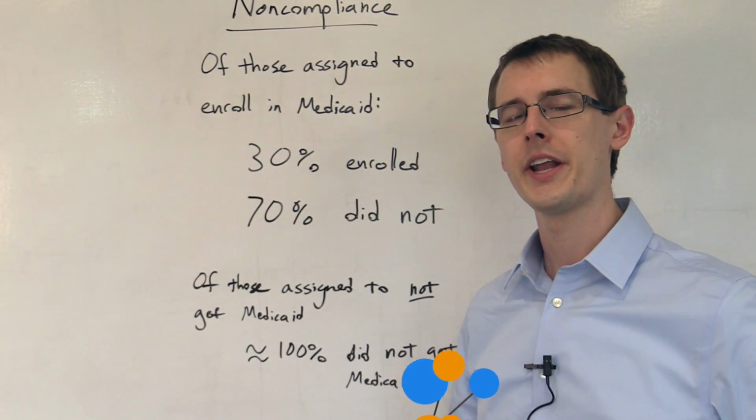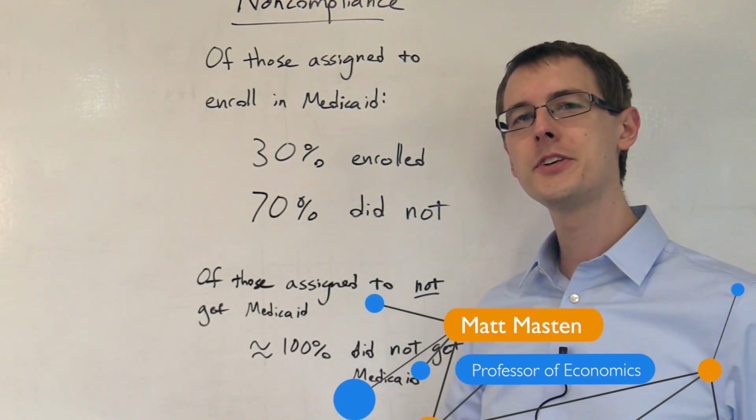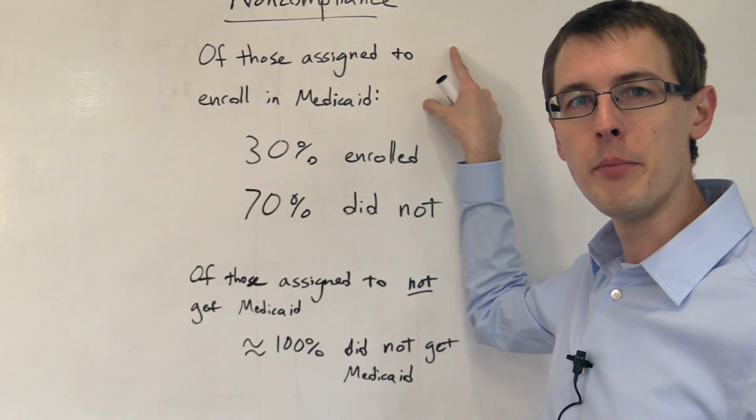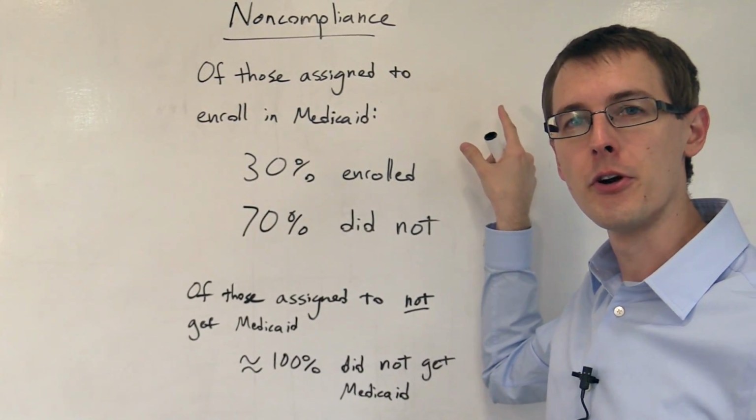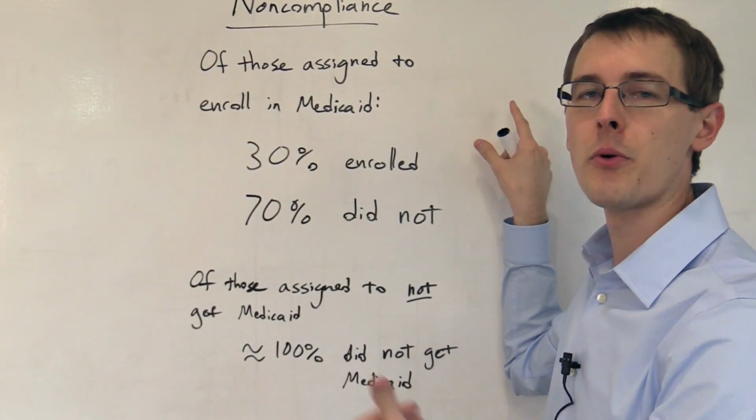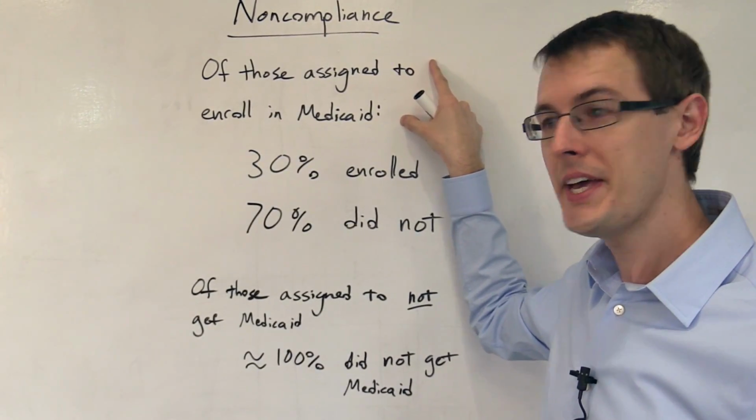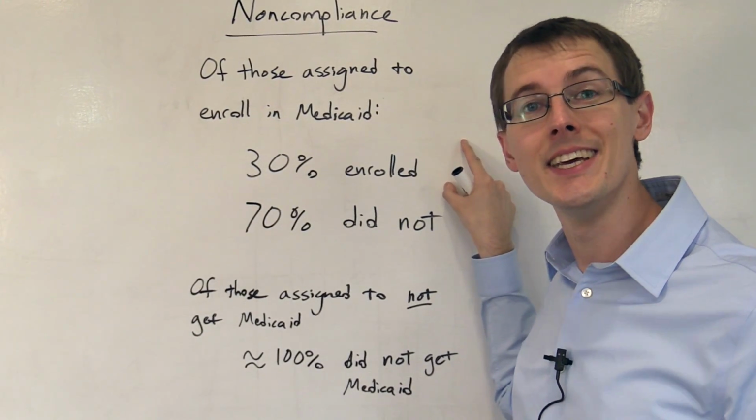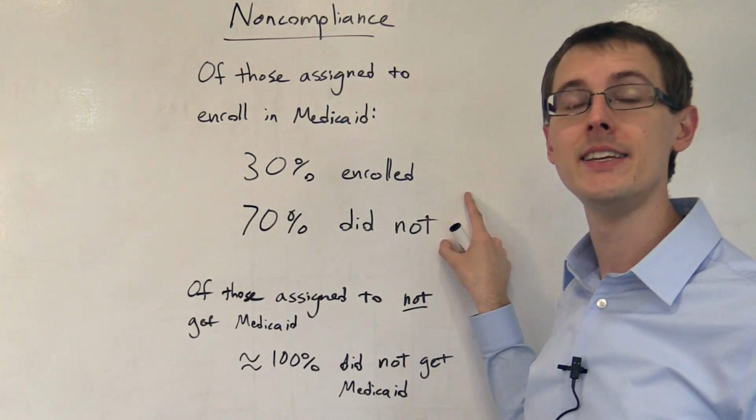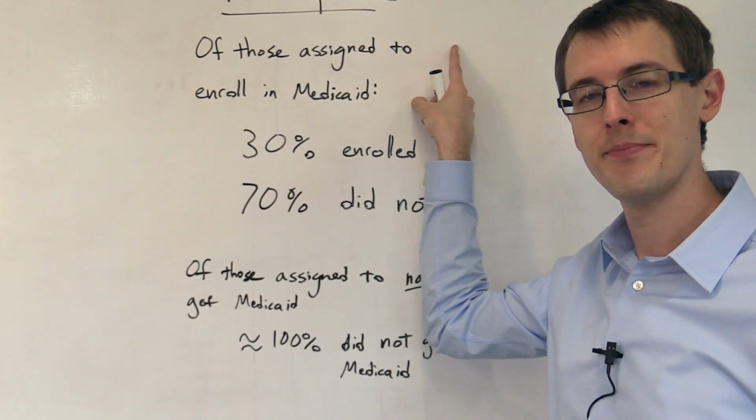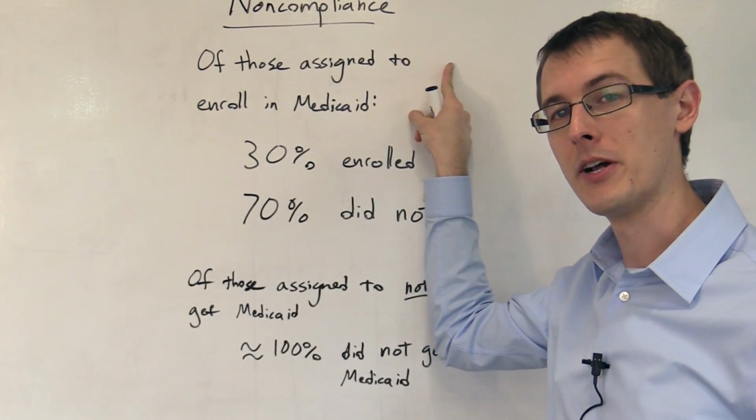So earlier in the Oregon healthcare experiment, we saw that there was huge non-compliance. So we took our people, we randomly split them into two groups: receive Medicaid, don't receive Medicaid. But among the people assigned to enroll in Medicaid, only 30% actually did enroll. 70% did not. These people did not comply with their treatment assignment. And that's a problem for learning about treatment effects.